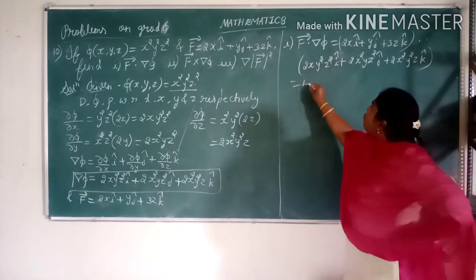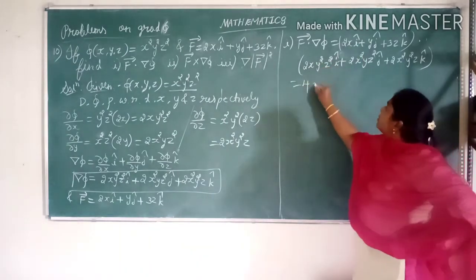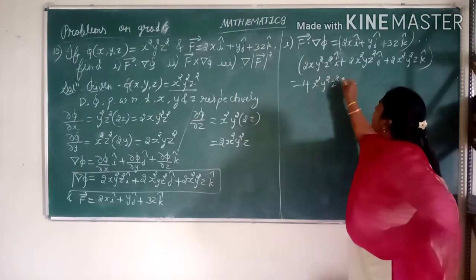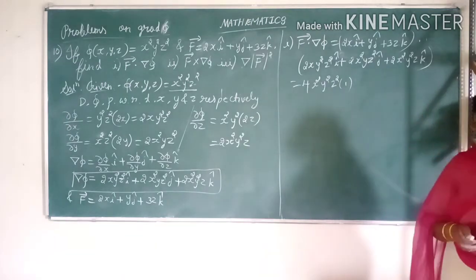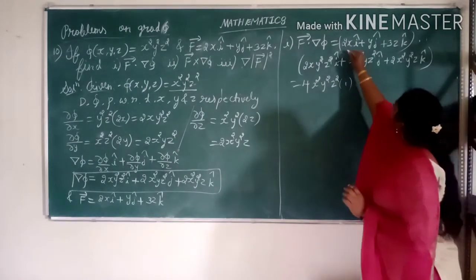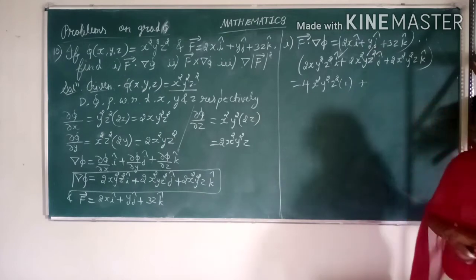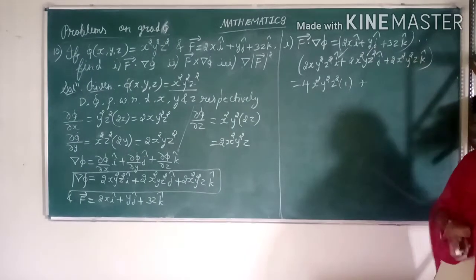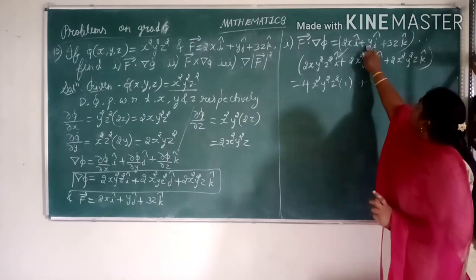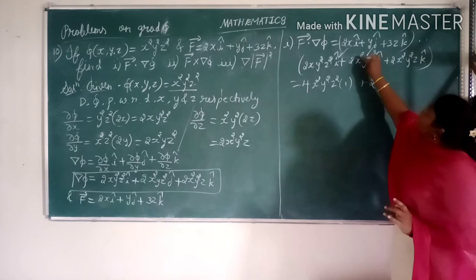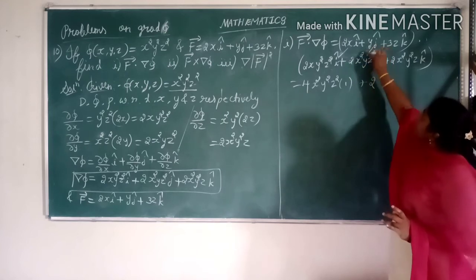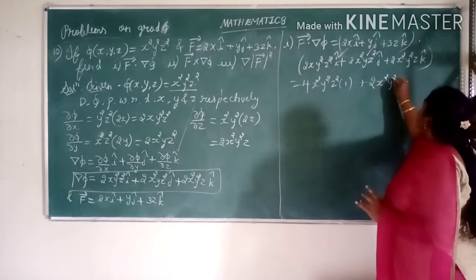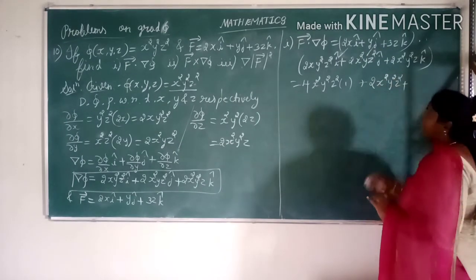2 2s are 4, x into x square into y square into z square. The i dot i is 1, and the remaining dot products are 0. Similarly, multiply the j dot j. The remaining are 0, that is j dot i is 0 and j dot k is 0. Multiply the j coefficients: 2 into 1 is 2, x square y z square into y, x square y into y is y square, into z square, plus.